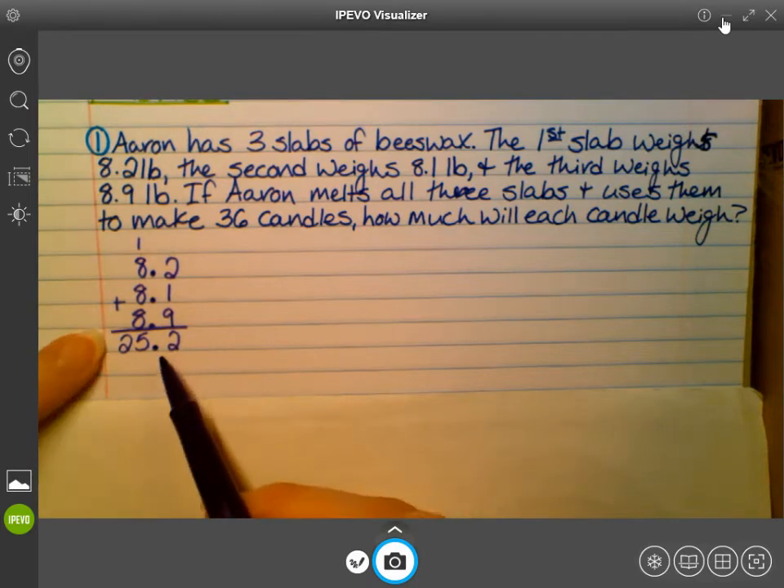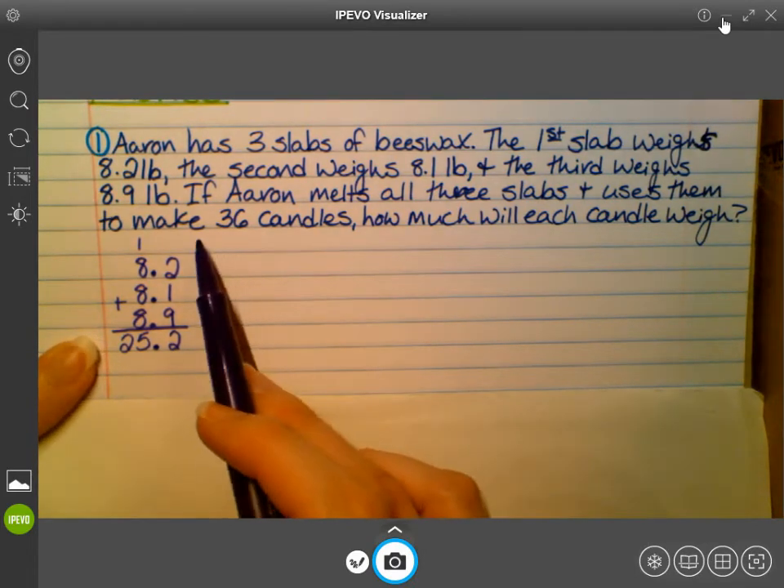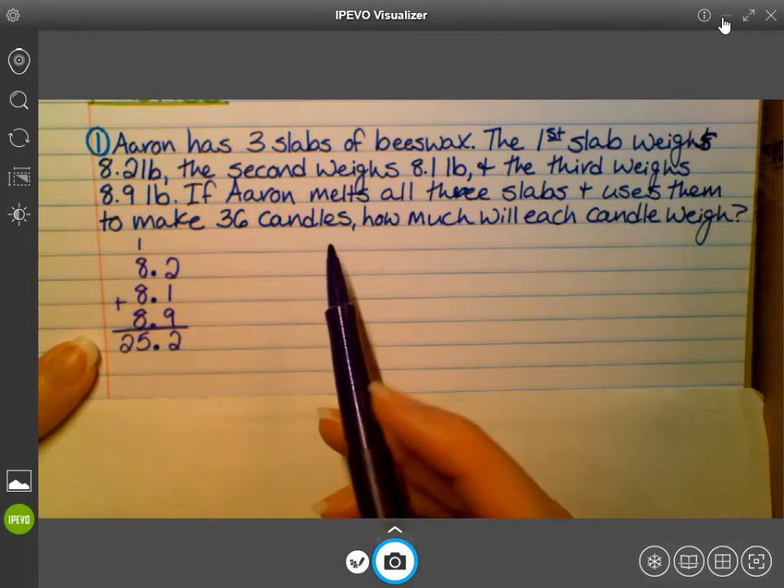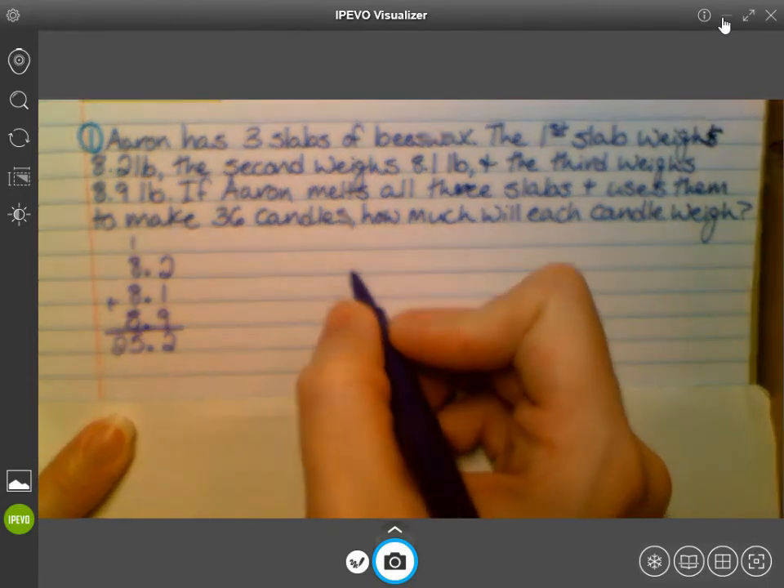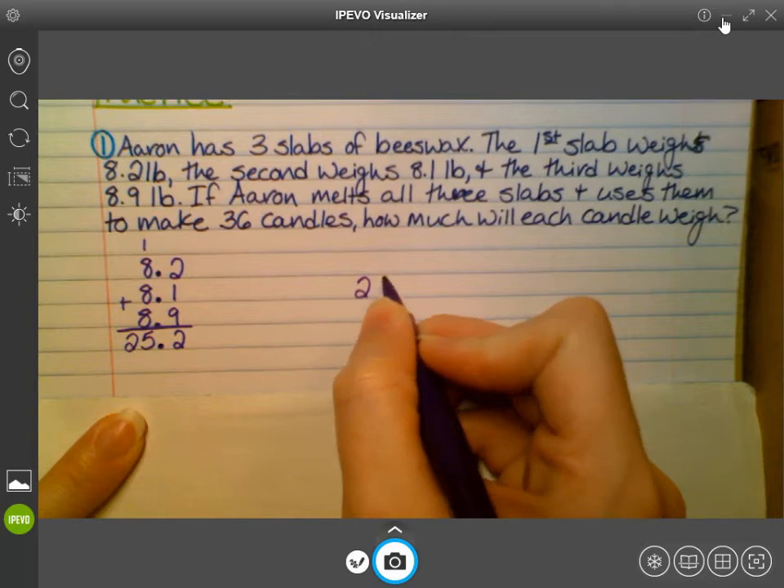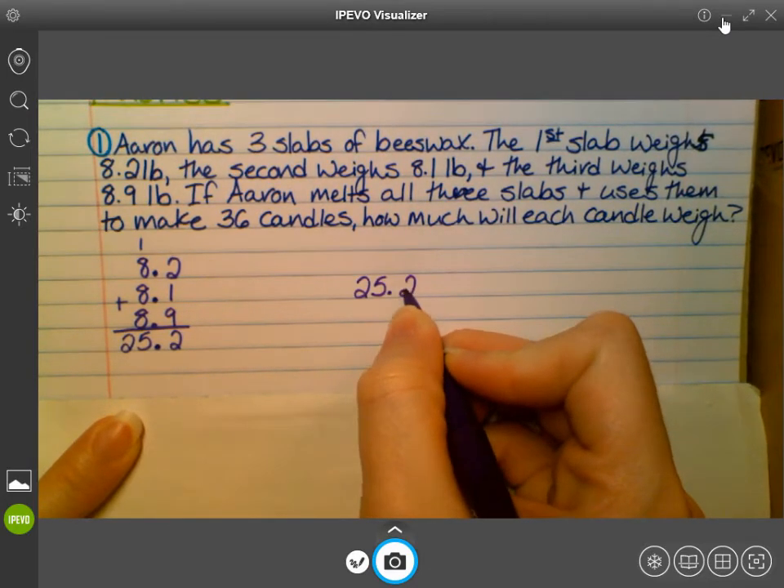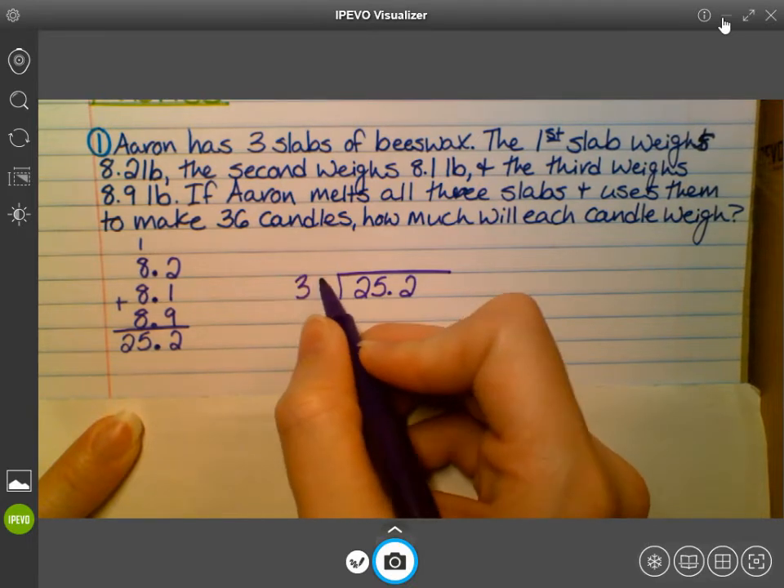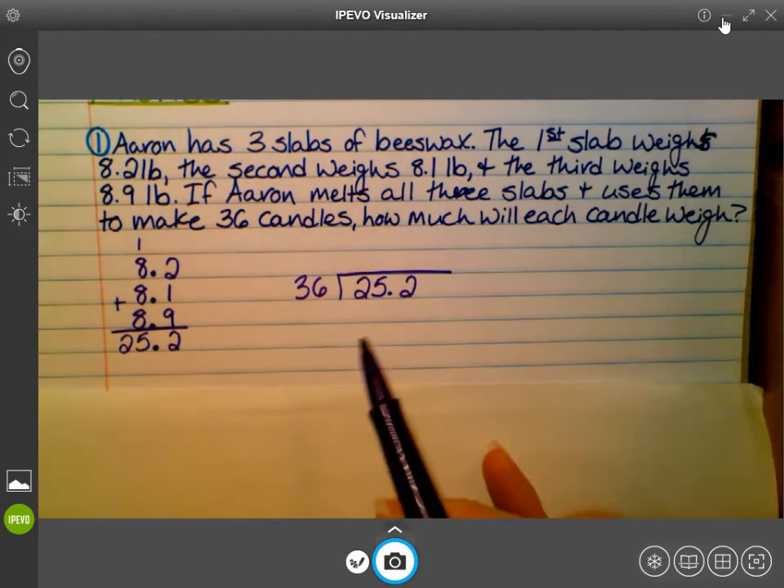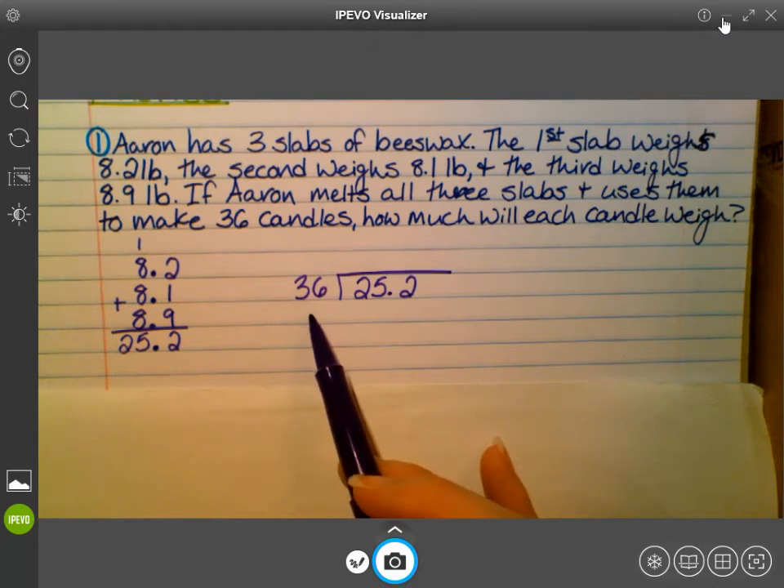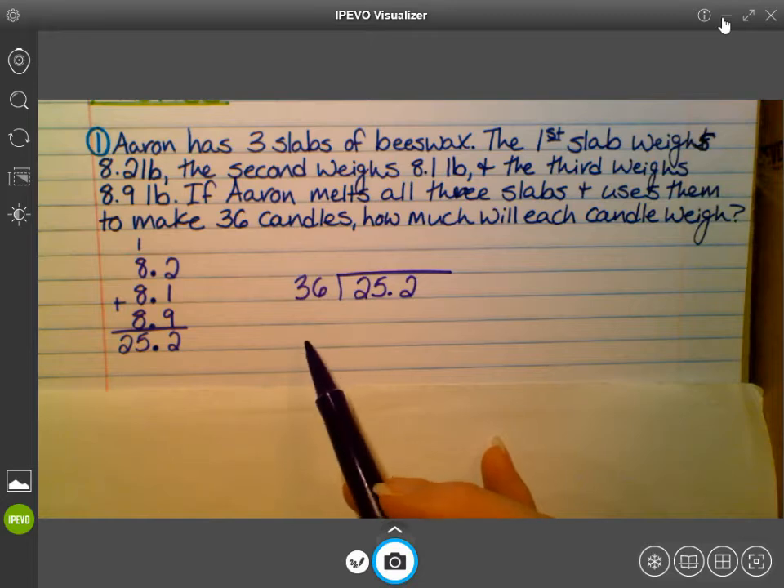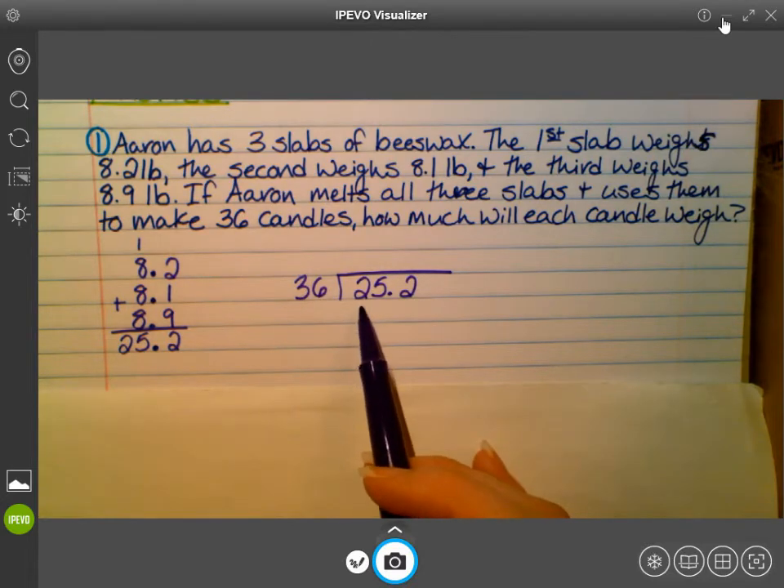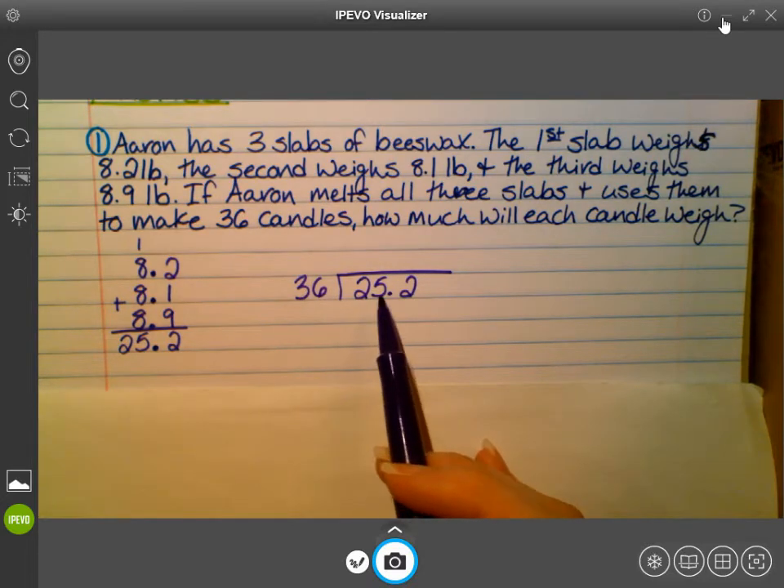Now we need to take this weight and we're dividing it up into 36 candles. We're using it to make 36 candles. So then I'm going to come over here. I'm going to take my 25.2 and I'm going to divide it by 36. Now, 5th grade, since I have a whole number on the outside, do I need to move any decimals? No, I do not. So, can 36 go into 2? Can it go into 25? Can it go into 252?